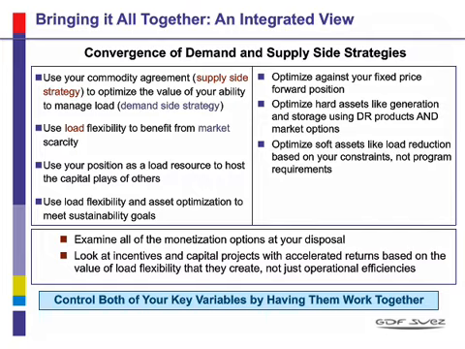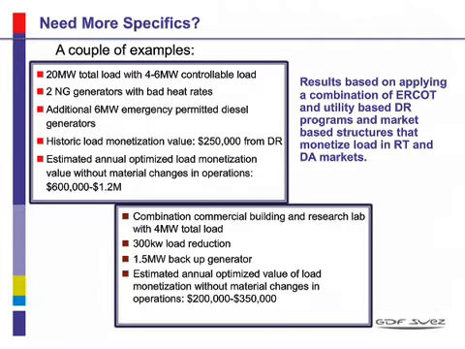The whole idea is to optimize your position, whether around soft assets like your fixed price and load reduction, or hard assets like generation and storage, using DR products, advanced DR products, or other forms of participation to create the full benefit of access to the market that you've been given, and that's now evolving more and more every day from the implementation of the smart grid. What we do is examine all the monetization options at your disposal, and ultimately by controlling both of your key variables, supply and demand, you can have them work together to help you achieve your objectives.